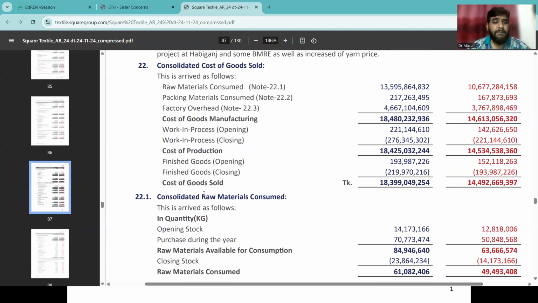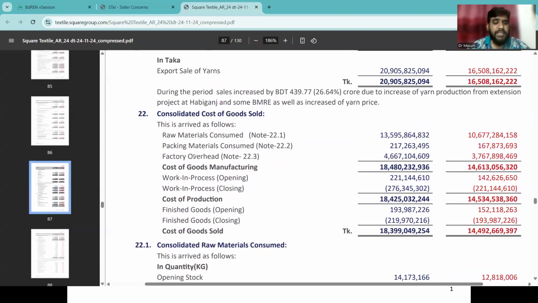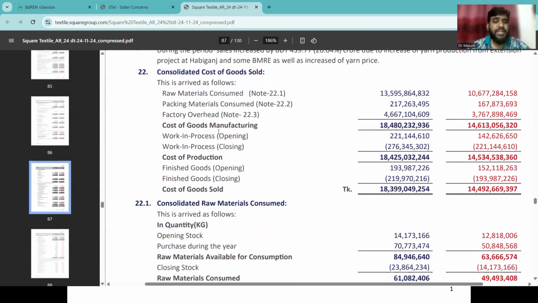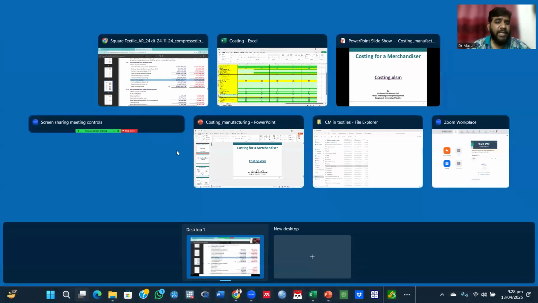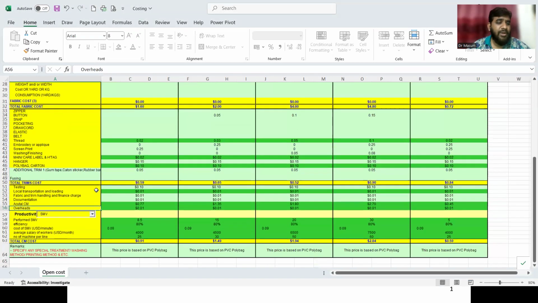So here cost of goods sold includes direct materials, direct labor and manufacturing overhead. This is known as the cost of production. You have to reflect this in the real cost sheet that you are going to produce individually. When you prepare the cost sheet, you have to show direct materials, direct labor, manufacturing overhead, and operating expenses.